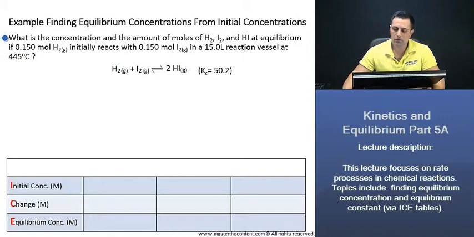What is the concentration and the amount of moles of hydrogen, iodine, and hydrogen iodide at equilibrium if 0.15 moles of hydrogen initially reacts with 0.15 moles of iodine in a 15-liter reaction vessel at 445 degrees Celsius? Okay, great. This is going to be a problem that we're going to use the ICE table to solve.